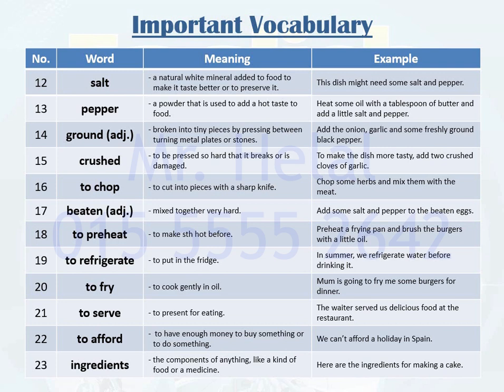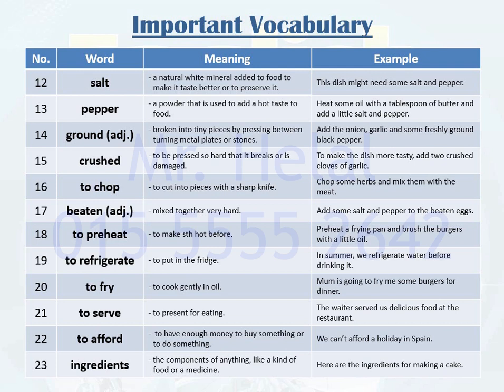Ground, broken into tiny pieces by pressing between turning metal plates or stones. Example, add the onion, garlic, and some freshly ground black pepper. Crushed, to be pressed so hard that it breaks or is damaged. Example, to make the dish more tasty, add 2 crushed cloves of garlic.